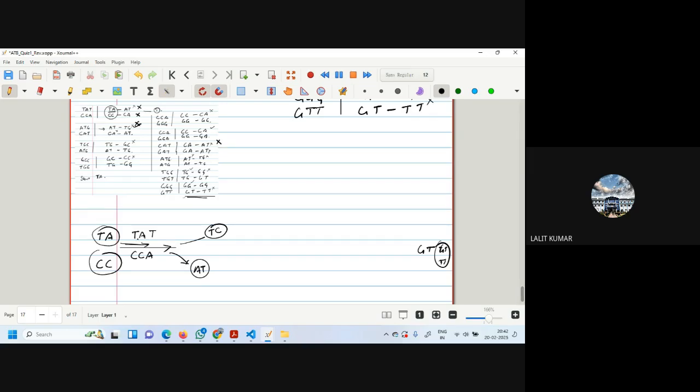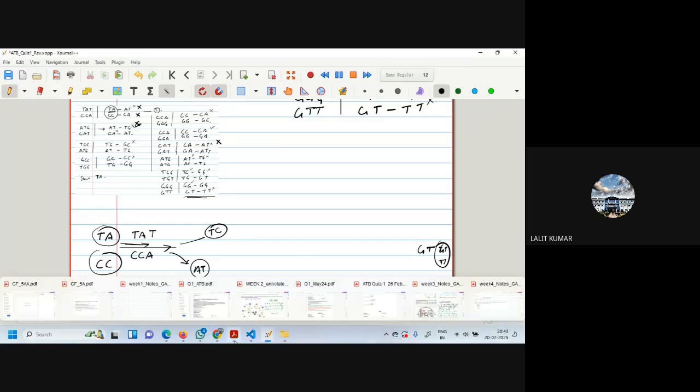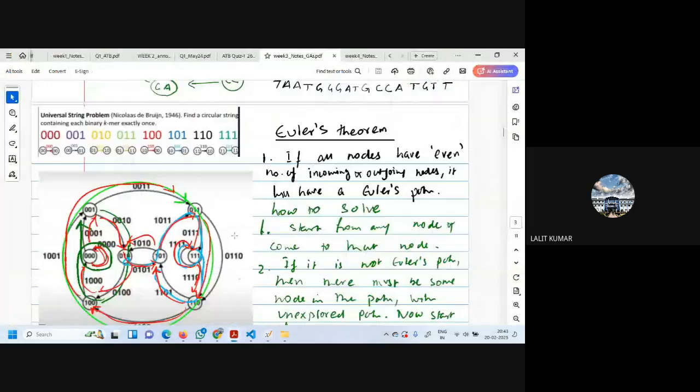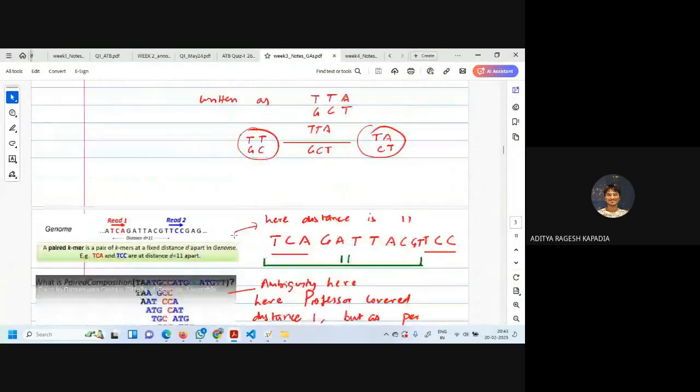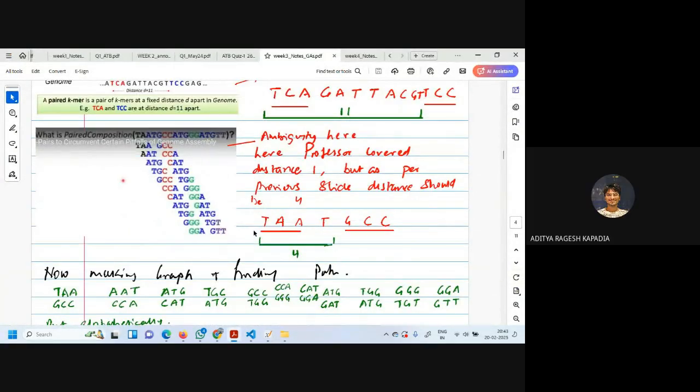Now from AT, where all can we go? We have to check. From AT we can go to TC. And AT we can go to, this was ATG, if I'm not wrong, this is TG, sorry. Shall I explain on the notes again? This has become slightly long. Yes, it's much more complicated.